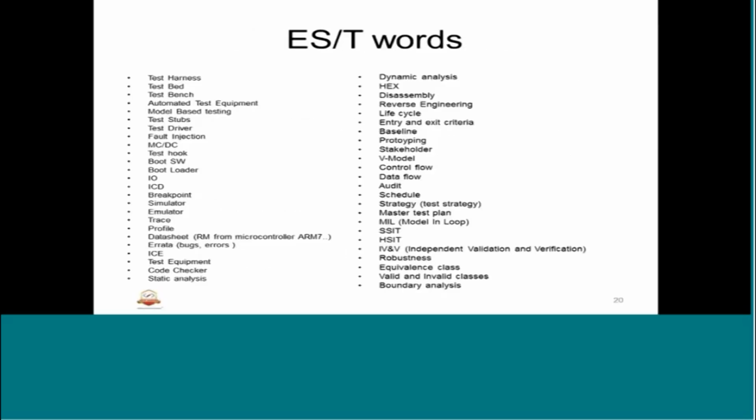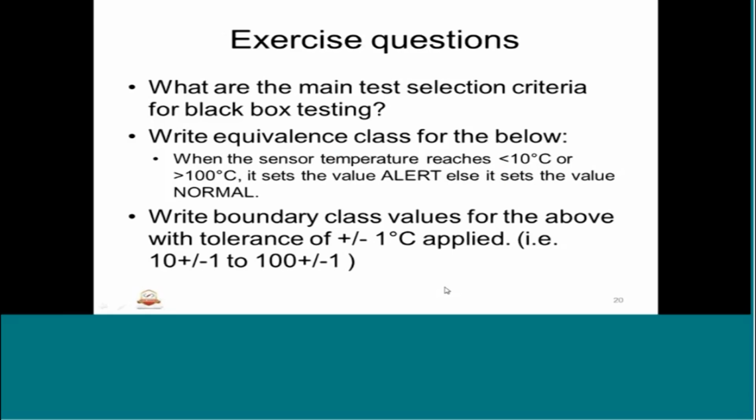So in addition to what we had, like IV and V, robustness, equivalence classes, we have today valid and invalid classes. Of course, boundary value analysis we do in the next class. And we have a couple of exercise questions. What are the main test selection criteria for black box testing? So we have 3. Write equivalence class for the below. So below is the requirement.